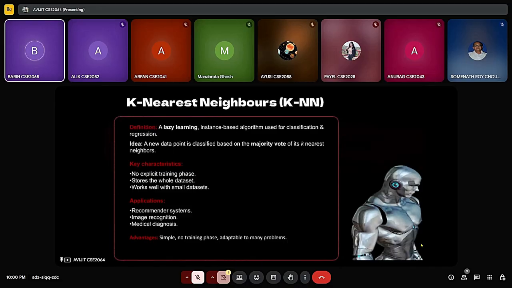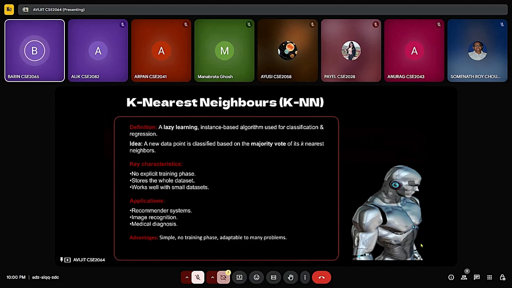Now moving ahead from clustering, let's talk about another fundamental algorithm in machine learning, K nearest neighbors, or KNN. KNN is a lazy learning, instance-based algorithm used for both classification and regression tasks. In simple terms, it looks at the closest data points to make a decision. For example, in classification, a new data point is assigned to the majority class among its nearest neighbors. For regression, it simply averages their values.